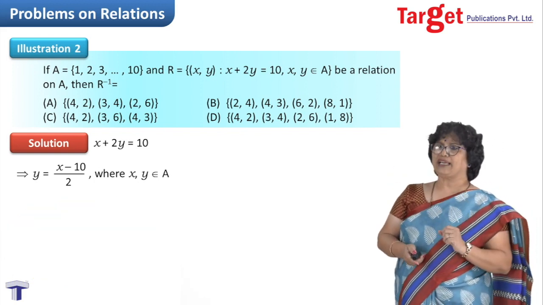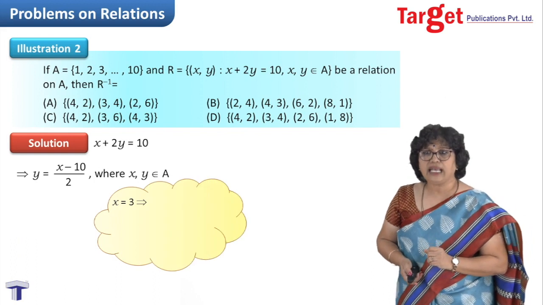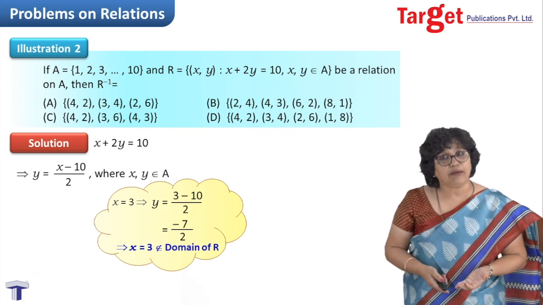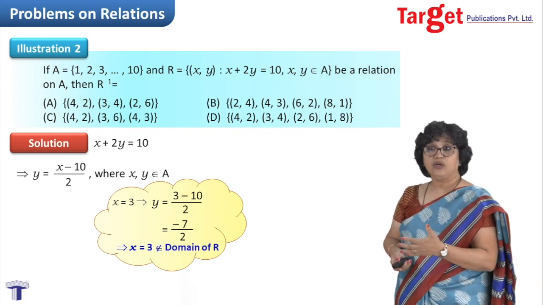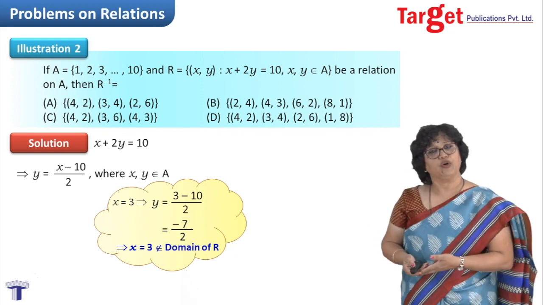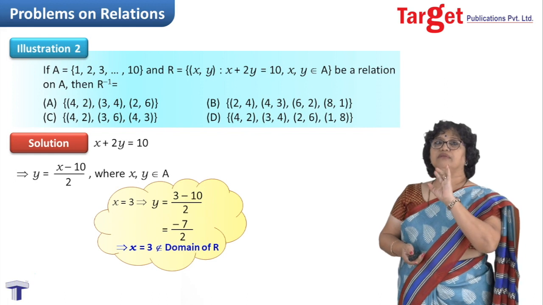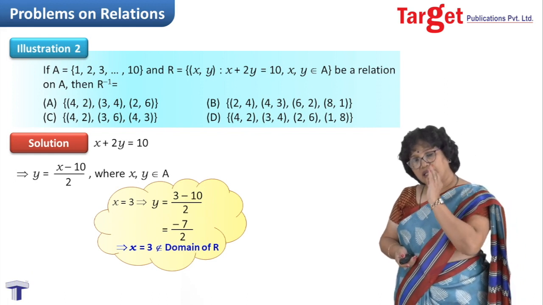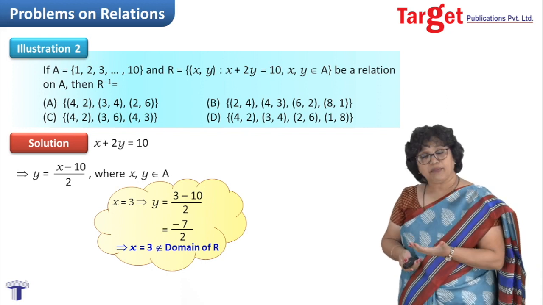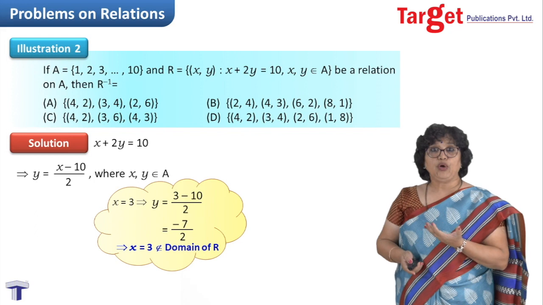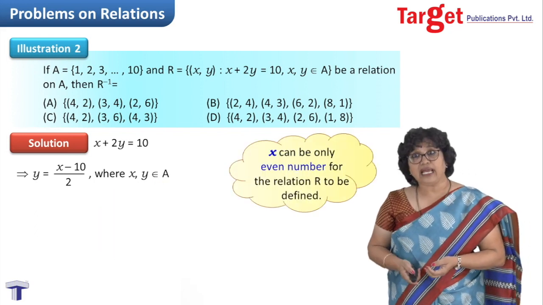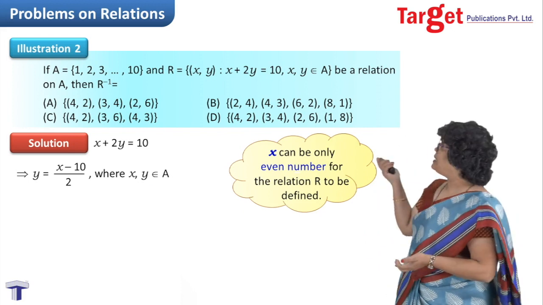Now one more element I check, say x equal to 3 and I do similar exercise and I get (3 minus 10) upon 2 as y. When I simplify, it becomes minus 7 by 2, which is not in set A. So obviously x equal to 3 also will not be part of domain of R. Now these two first trials are enough for us to understand that whenever I am substituting odd numbers in place of x, I'm not going to get element y from set A again. So we would try to give values to x only the even ones.